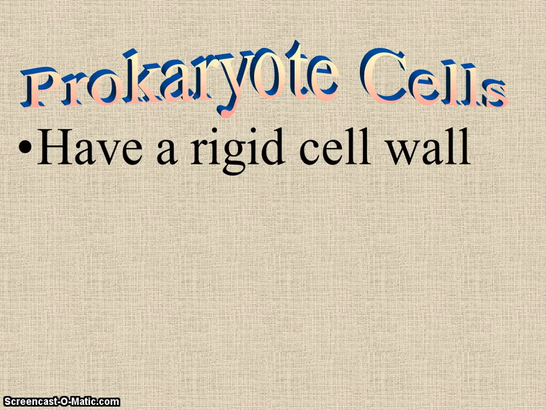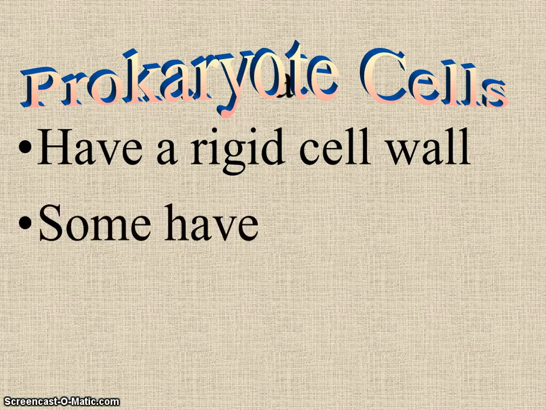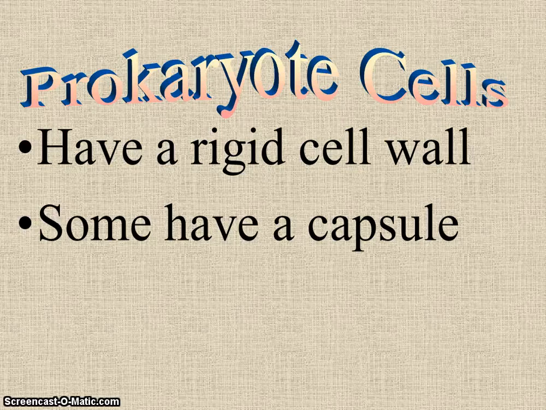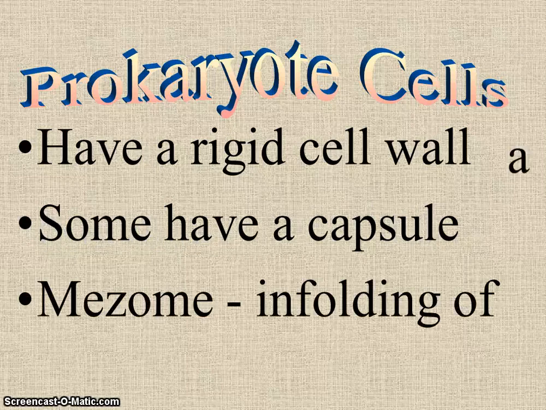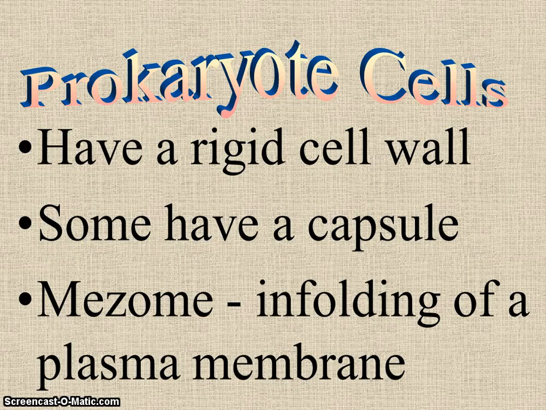They do have a cell wall in addition to the cell membrane. They also have a structure called the capsule, and that is an additional structure that surrounds the cell that will offer protection. They also have a mesome or mesosome. I've seen it spelled and pronounced two different ways. This is an infolding of the plasma membrane, and that's going to allow things to get into the cell.